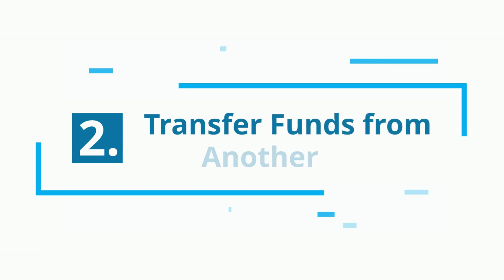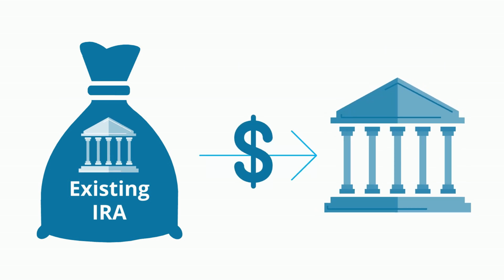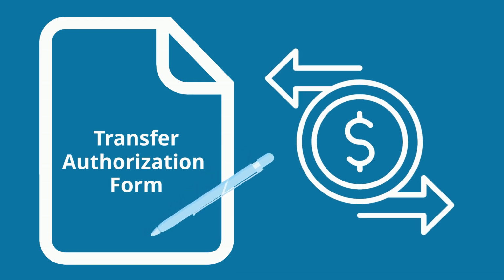2. Transfer funds from another IRA. If you already have an existing IRA, you can perform a custodian-to-custodian transfer. This is a non-reportable action that moves funds or assets directly between institutions. Simply fill out our transfer authorization form to get started.